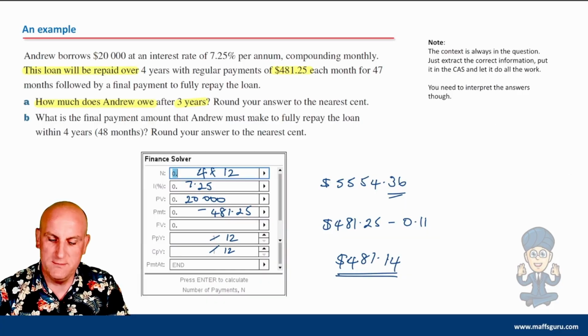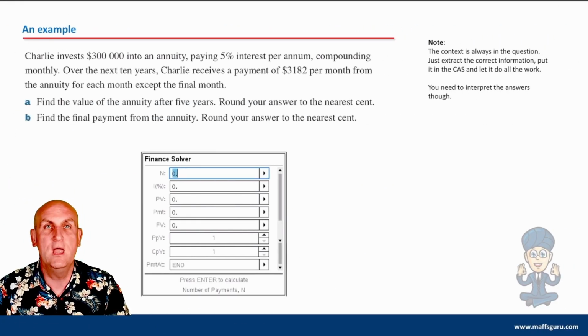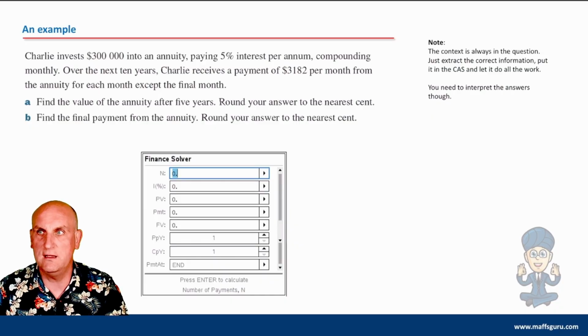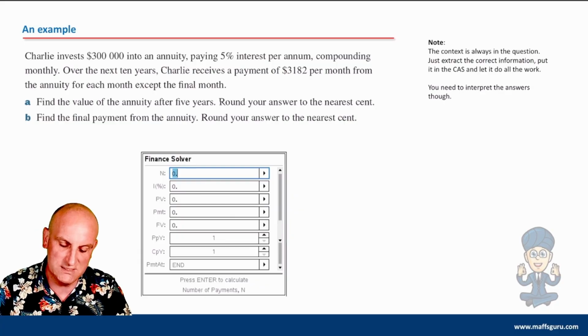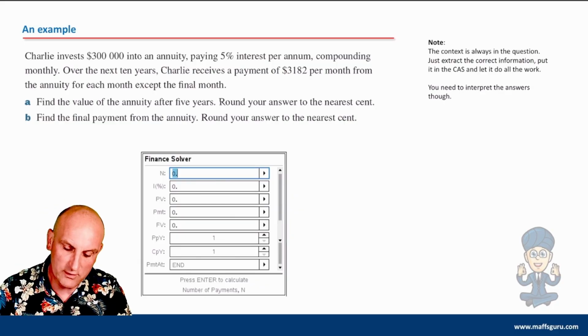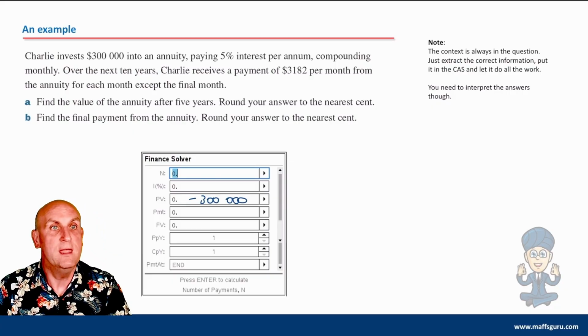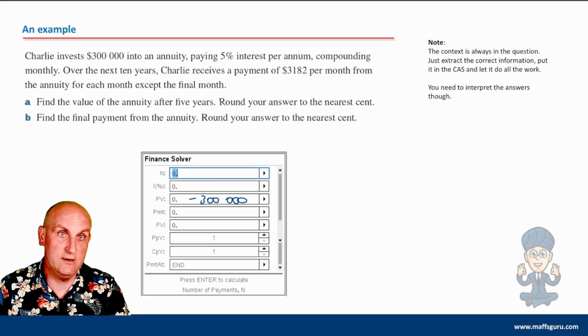Right, let's turn that off for a moment and let's go on to our next example. Charlie invests $300,000 into an annuity. He's investing. I'm giving away money. I know it's still mine, but I'm giving it away. I've got to walk in and have that painful conversation where I hand over $300,000. So my PV is minus $300,000 into an annuity paying 5% interest per annum.